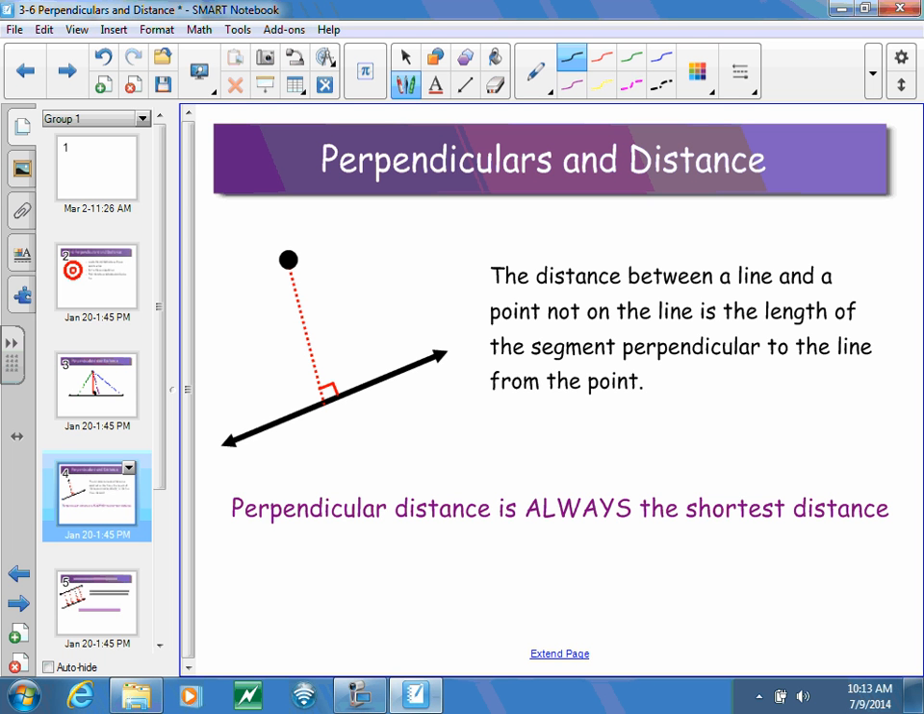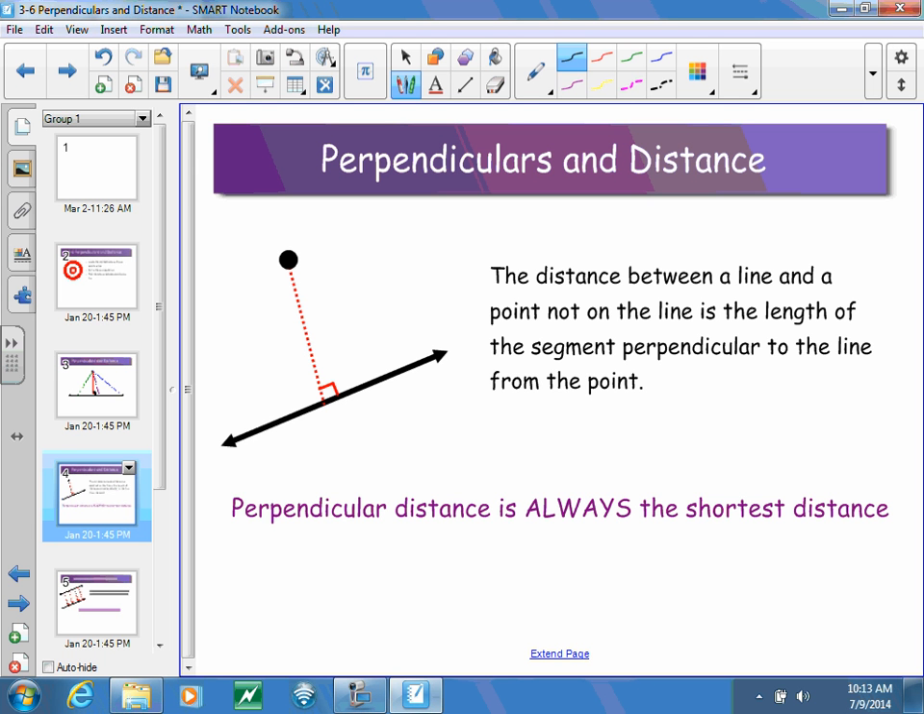So when you want to go places and get there the fastest and the quickest you can, you want to try and go perpendicular to it. That might mean you have to walk through someone's yard or someone's house to get there the quickest or the fastest.